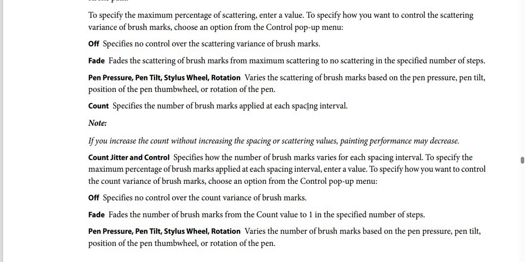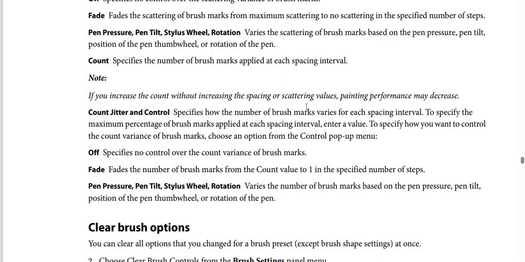Count jitter and control specifies how the number of brush marks varies for each spacing interval. To specify the maximum percentage of brush marks applied at each spacing interval, enter a value. To specify how you want to control the count variance of brush marks, choose an option from the control pop-up menu. And what's the meaning of off again? Off specifies no control over the count variance of brush marks.